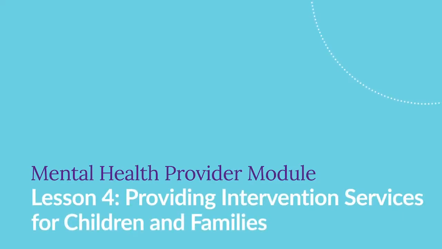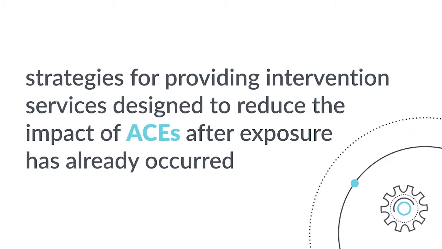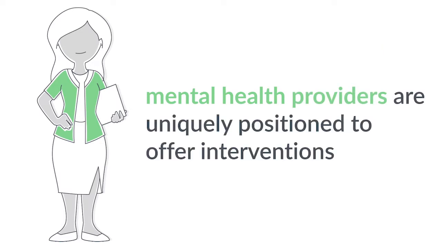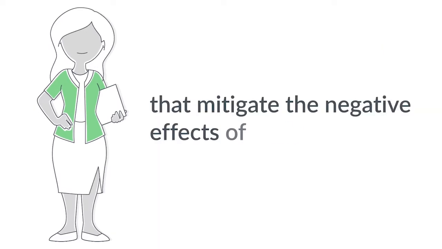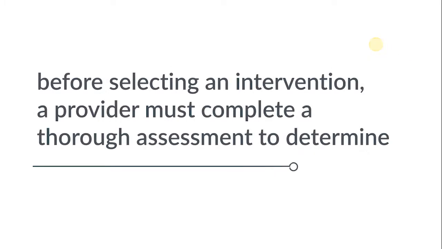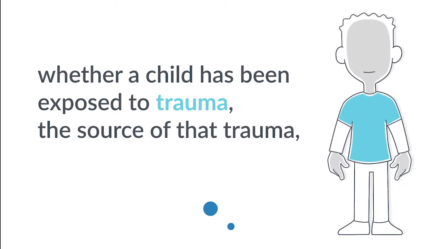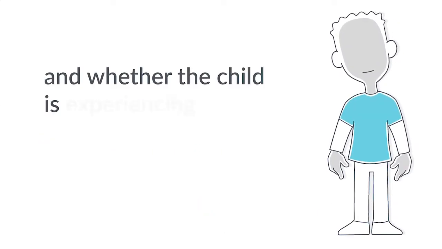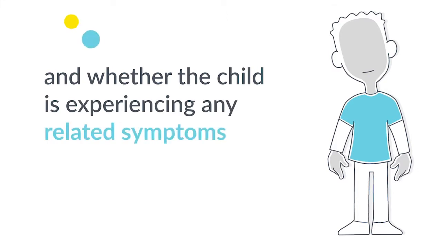This lesson introduces strategies for providing intervention services designed to reduce the impact of ACEs after exposure has already occurred. Mental health providers are uniquely positioned to offer interventions that mitigate the negative effects of early adversity. But before selecting an intervention, a provider must complete a thorough assessment to determine whether a child has been exposed to trauma, the source of that trauma, and whether the child is experiencing any related symptoms.